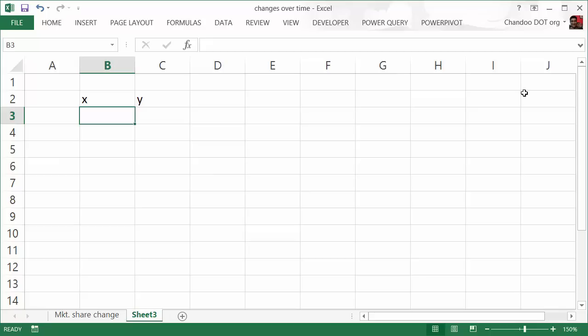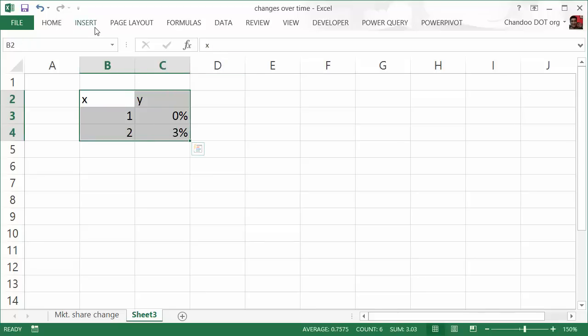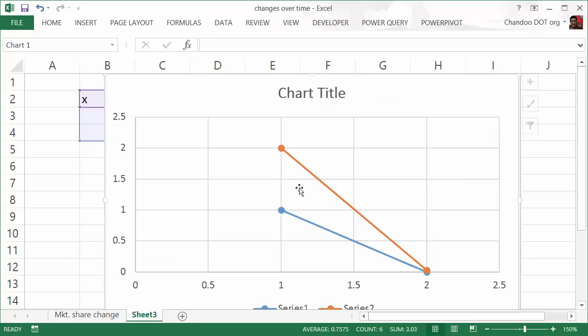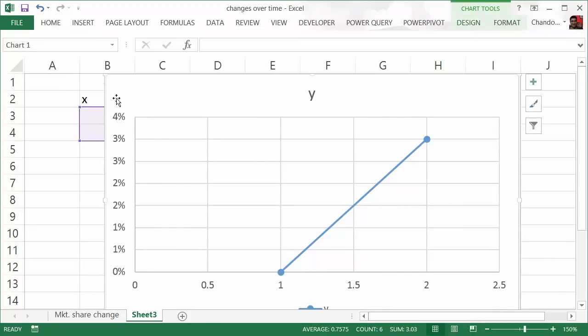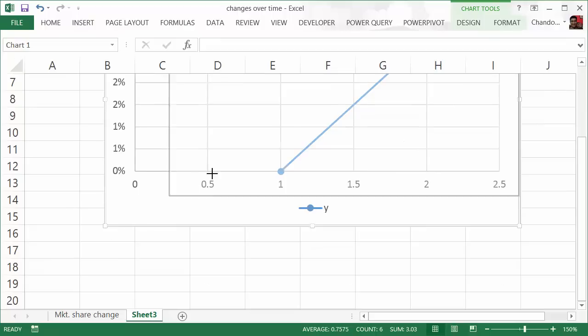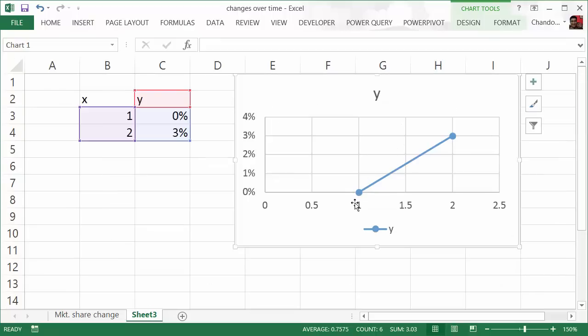So we have X and Y, and for point 1 we have 0%, and for point 2 we have 3%. Now if you just create a scatter plot from this information alone, you would get something like that. This is the accurate representation of that data, but the only thing is it shows a sloping jump from 1 to 2. What we would like to see is like this: from 1 to 2 we want to see a line that goes vertical and then horizontal.